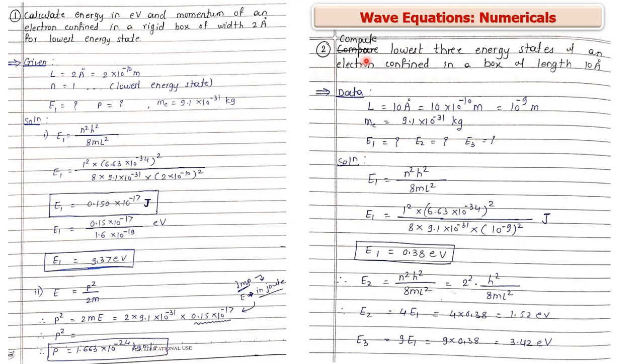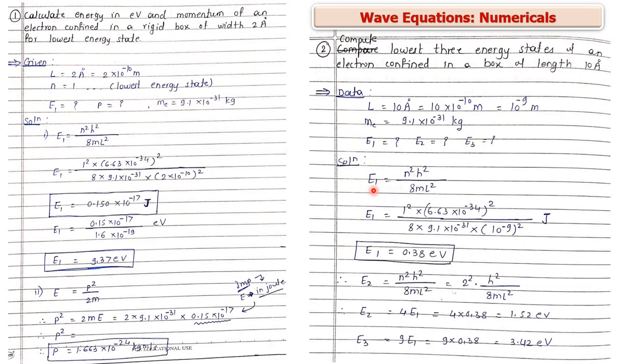Okay, now see second. Calculate or compute lowest 3 energy states of an electron confined in a box of length 10 angstrom units. So again, L is given here. It is in angstrom, converted into meter. Which particle is given here? Electron. So use mass of electron. Lowest 3 energy levels are asked, so E1, E2, E3 you are asked to find out.